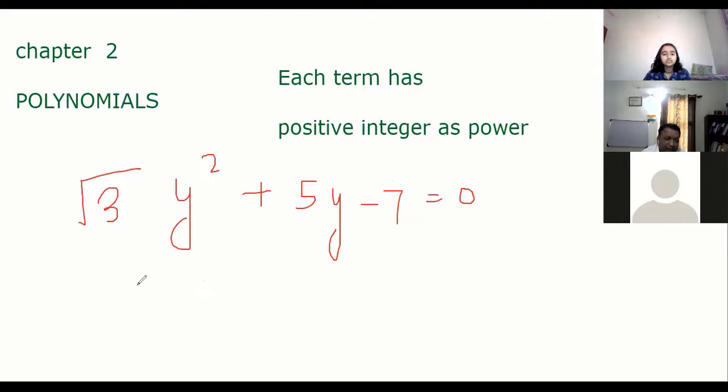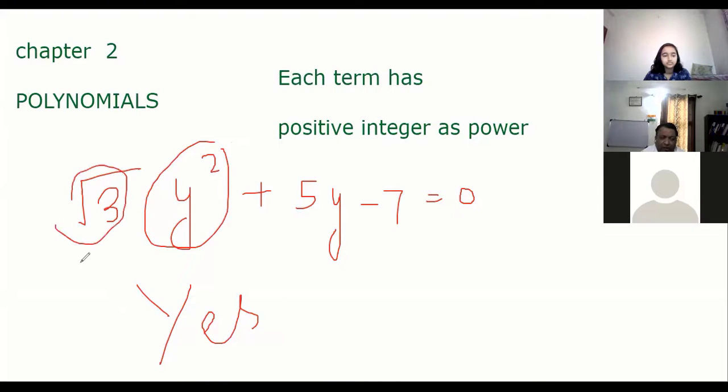Answer is yes. Why? Because we look at the power of the variable in a term. The constant can be anything. Constant can be rational, irrational, fraction, decimal, it doesn't matter. Power of variables in the term: y square, power is 2; power is 1; constant, so no problem. So this is a polynomial.